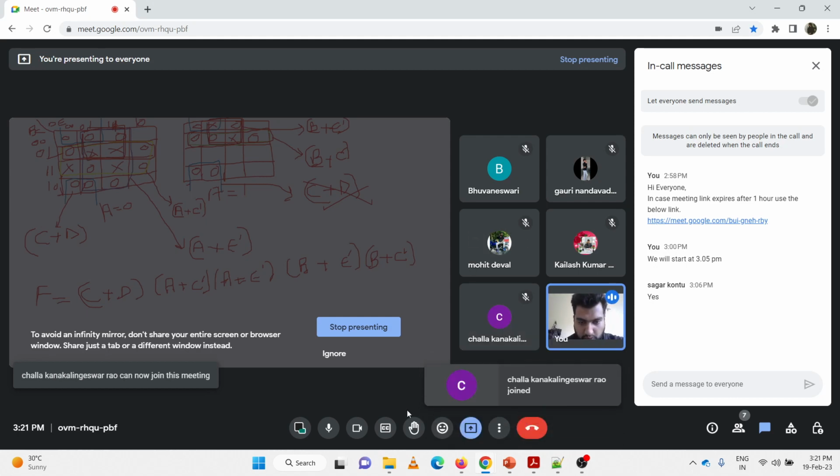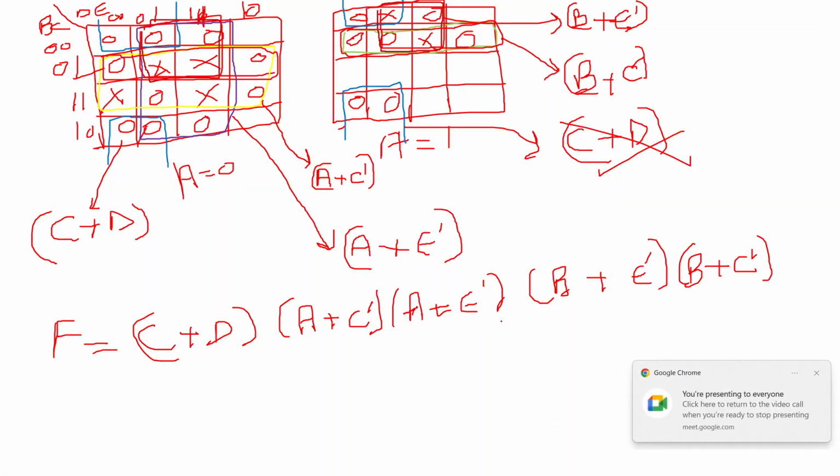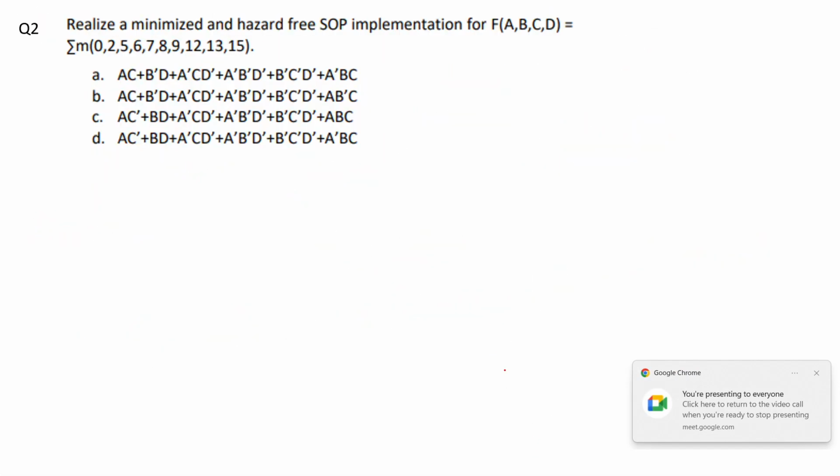So question number 2. What we have here is: realize a minimized hazard-free SOP, sum of products implementation, for F(A, B, C, D) equal to summation of the minterms 0, 2, 5, 6, 7, 8, 9, 12, 13, 15. So we are asked to find the minimized but hazard-free implementation. We have 4 variables, so first of all we'll construct a 4 variable K-map.